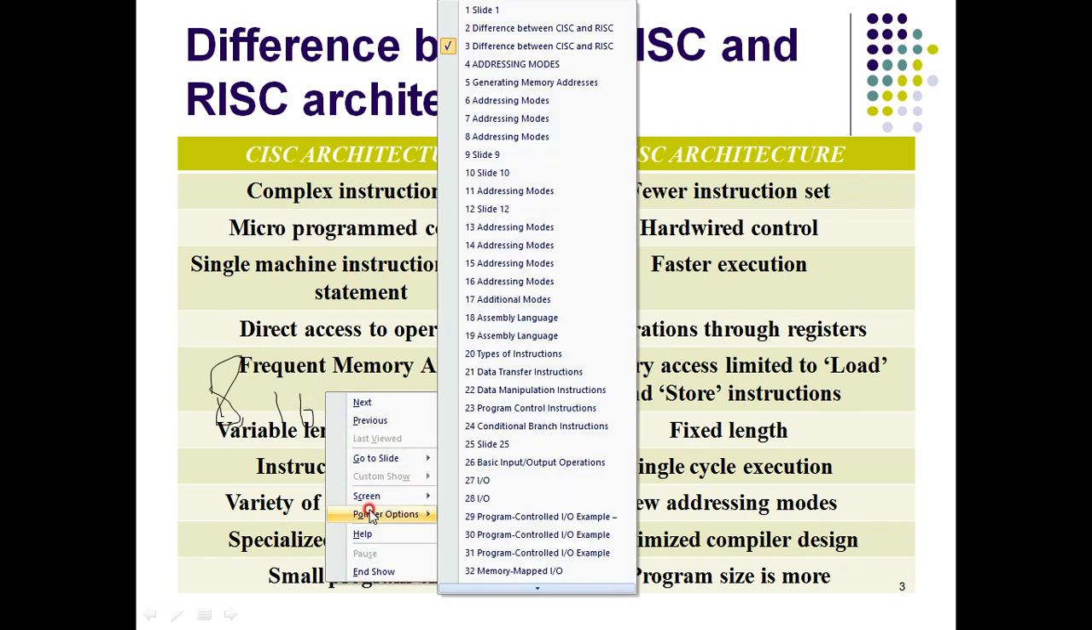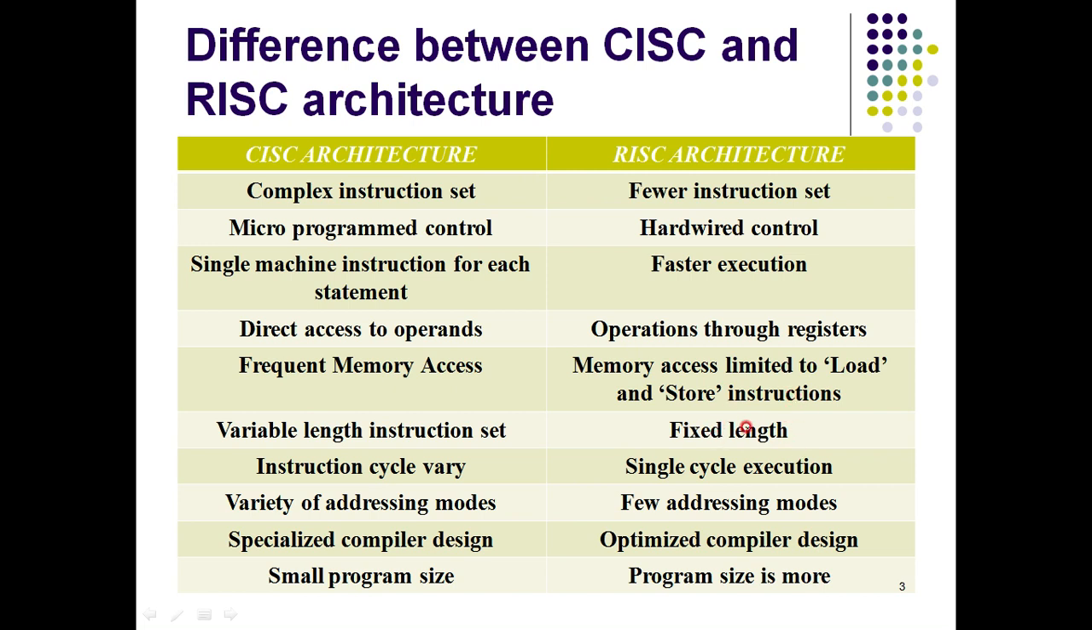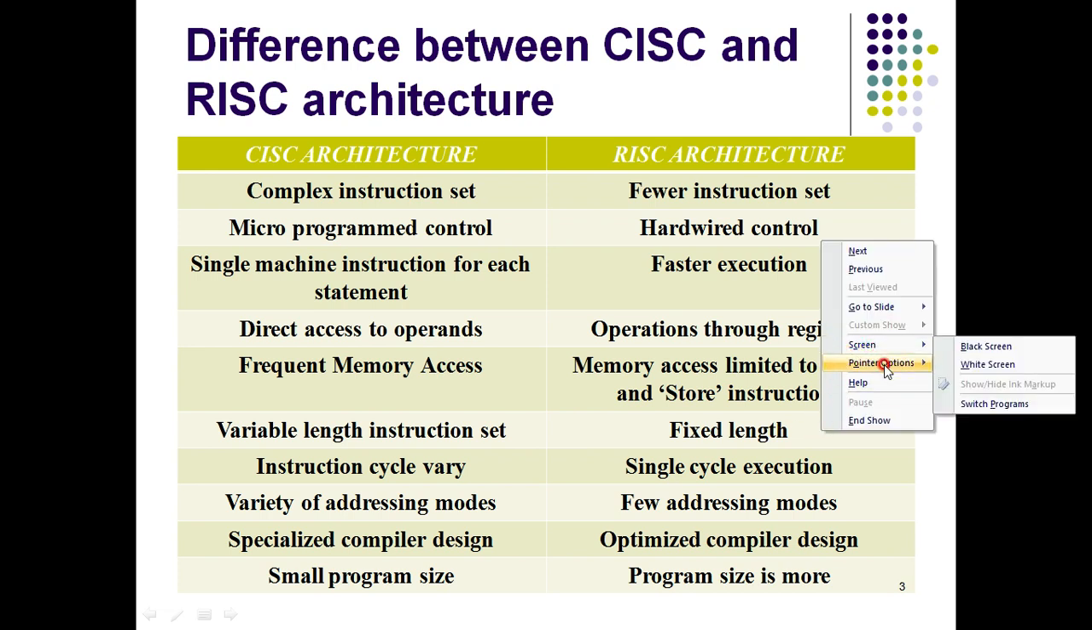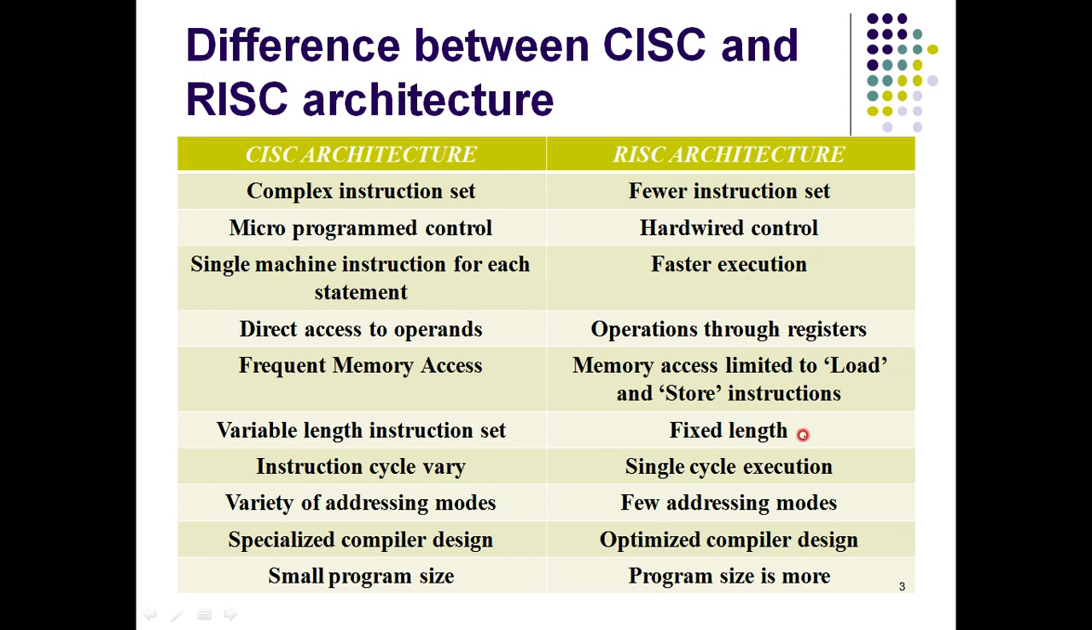But what would happen here is in your RISC architecture, all our instructions will be of same length, fixed length. Say for example, if I design a processor of 8 bits, then all my instruction sets will be of only 8 bits, not more than 8 bits. That is the major difference, right?